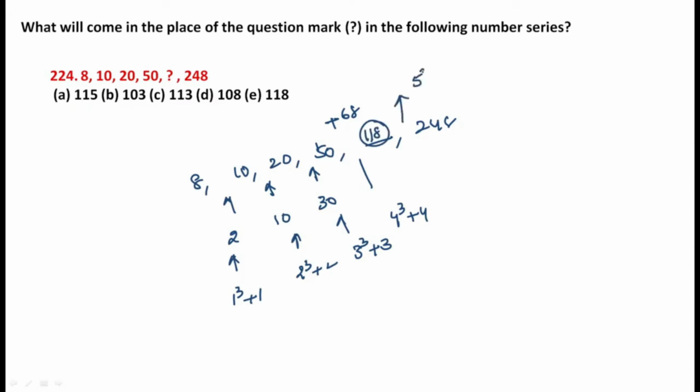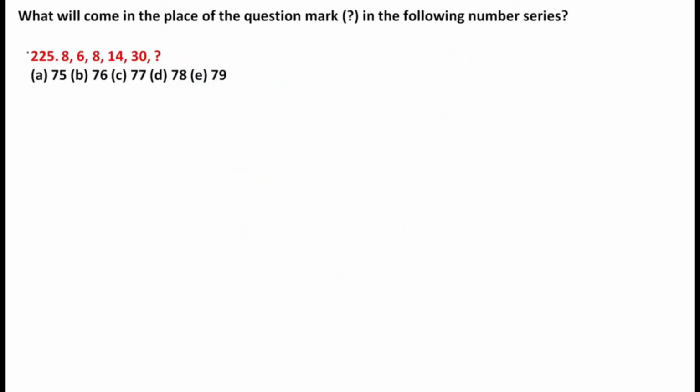You can check it out. Definitely the next value you should add is exactly equal to 130. Check it out: 118 plus 130, the result becomes 248. That's why the missing number is exactly equal to 118. Now this is for you. You just try this question and post your answer in the comments.